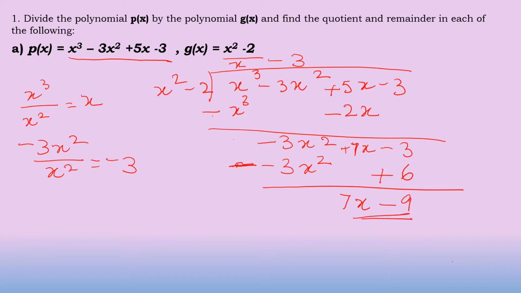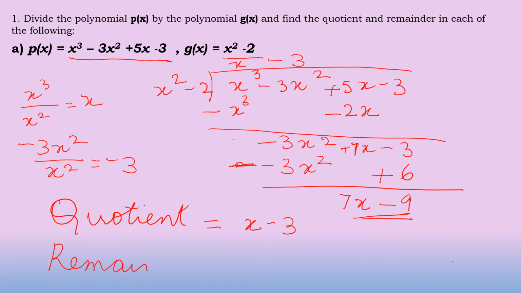So this is the remainder that we get if we divide this p of x, x cube minus 3x square plus 5x minus 3 by the polynomial x square minus 2. So you can say that your quotient is equal to x minus 3 and your remainder is equal to 7x minus 9. With this, let's move on to our second problem.